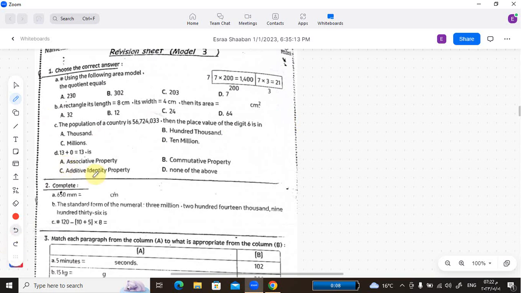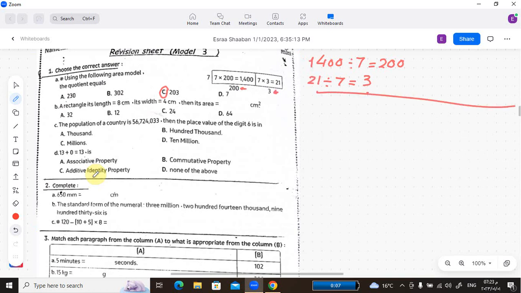Okay, the first one, choose the correct answer. Using the following area model, the quotient equals... so here we have the area model. The quotient is the number under the area model. Why? Because this is times. When I convert the times to divided, I will take 1400 divided by the divisor here, 7, equals 200. And on another side, 21 divided by 7 equals another factor, 3. So the quotient here is 203.